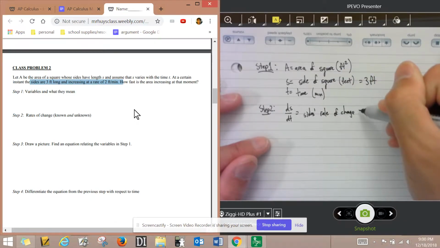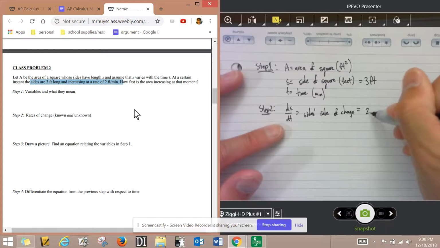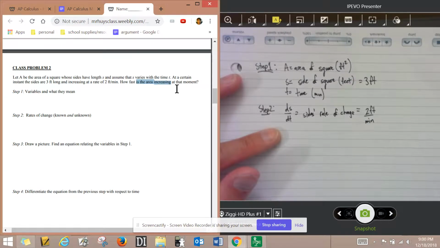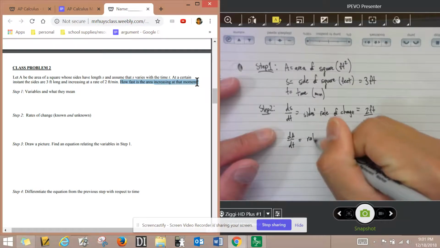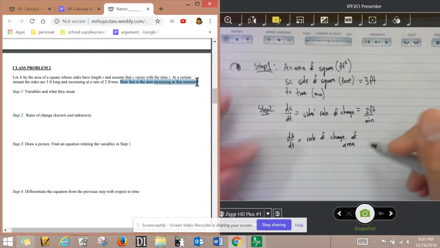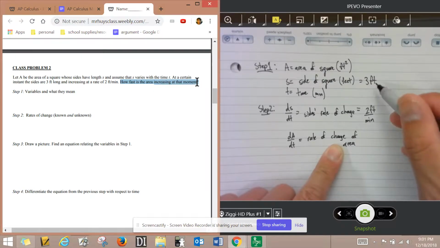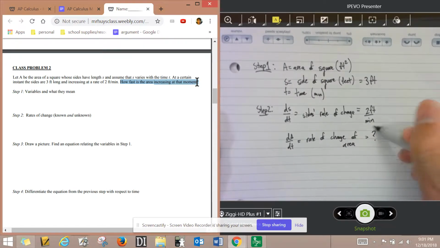We're looking at an instant where that rate of change happens to be 2 feet per minute. We're also looking at how fast the area is increasing, that's actually what we're solving for, because it asks how fast is the area increasing at that moment. So we're looking at the rate of change of the area. And at the particular moment when the rate of change of the sides is 2 feet per minute and when the side of the square is 3 feet, what is the rate of change of the area? That's what we're trying to solve for, right?